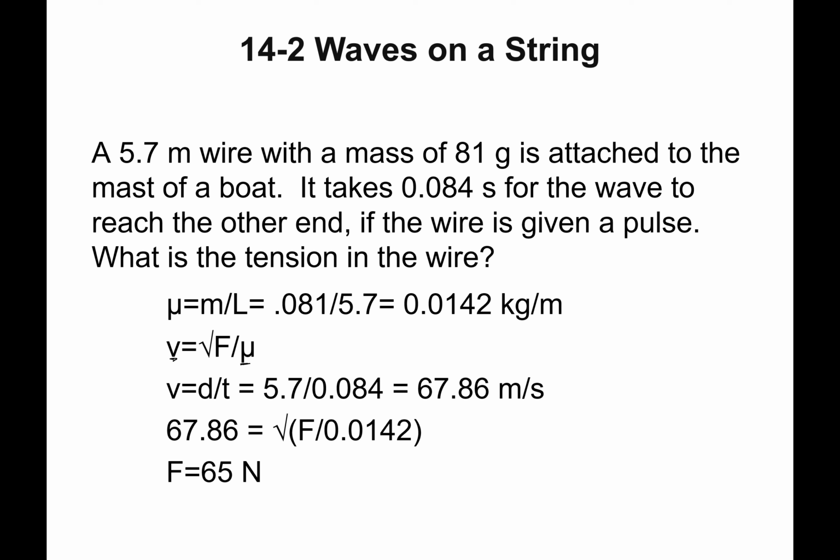Now, old equation, velocity is distance divided by time. So I take my distance, the 5.7, divide by my time. That gets my speed. So I'm going to plug that in for the velocity in the equation. And I'm going to plug my mass per unit length in the equation. To solve this, I'd have to square both sides. So I'd square this number. Squaring this side gets rid of the square root. And then I multiply by this number, and I got a force of 65 newtons.